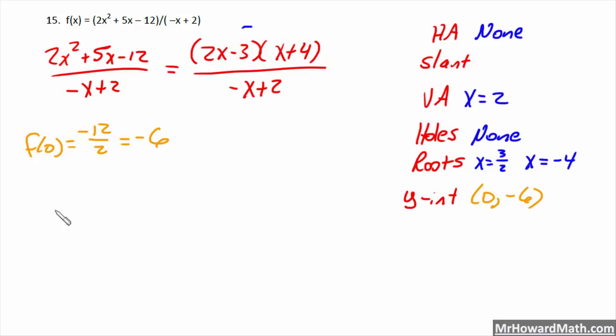So let's find the slant. We have negative x plus 2, and 2x squared plus 5x minus 12 is being divided by that.